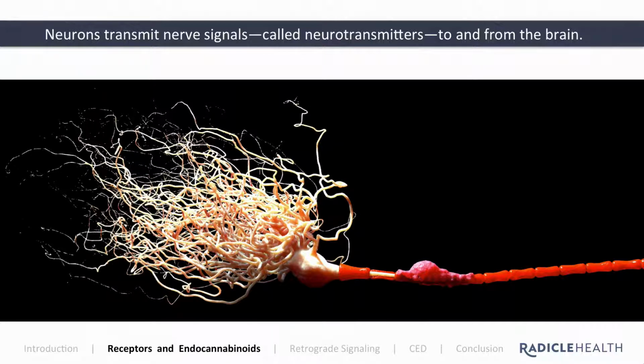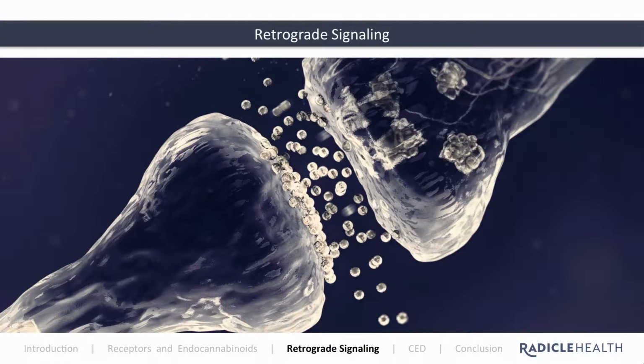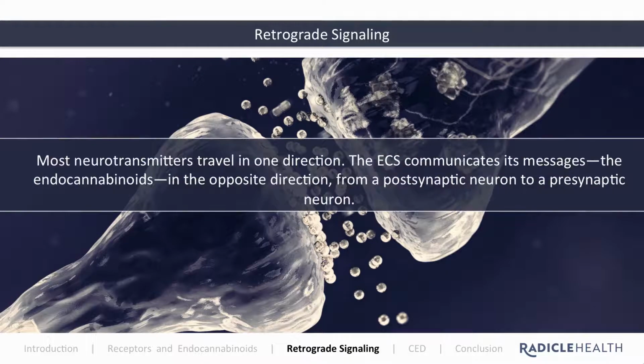They communicate by sending chemical messages called neurotransmitters, which help coordinate and regulate how we feel, think, and what we do. Most neurotransmitters travel in a single direction, from an originating neuron, the presynaptic cell, across a small gap called the synapse, and then attach to specific receptors located on a nearby neuron, the postsynaptic cell.